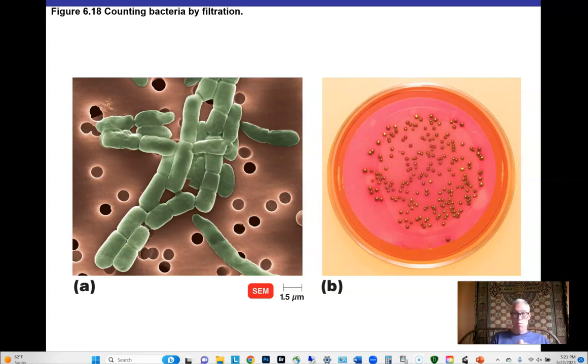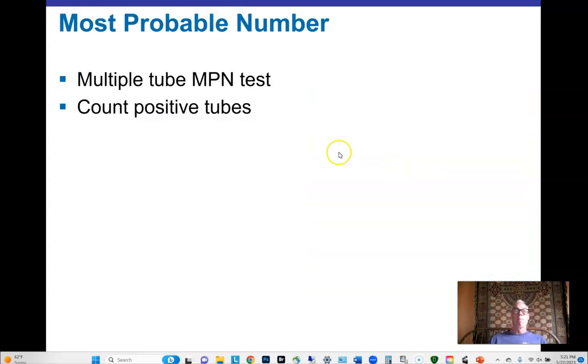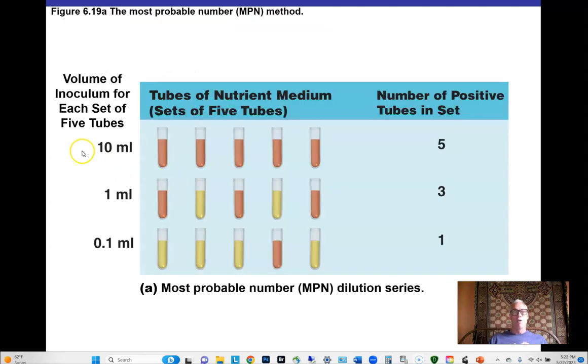We know that we started with maybe 10 liters of fluid. We got this exact number of bacteria. We can calculate how many bacteria per mil must have been initially present. Here's a cool thing. It's called a most probable number method that again has been developed for testing often water samples.